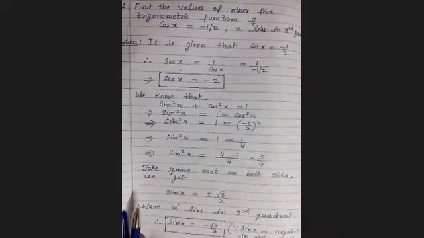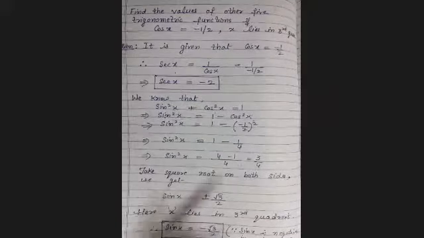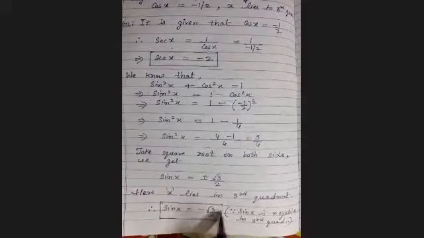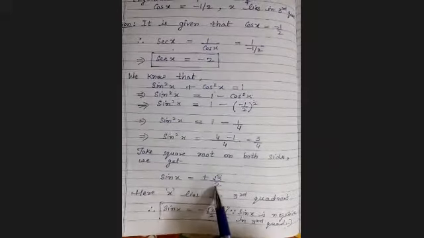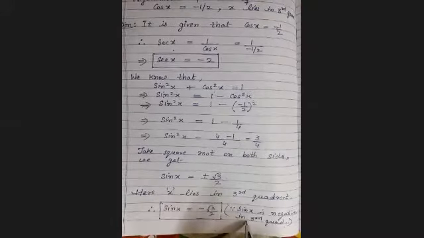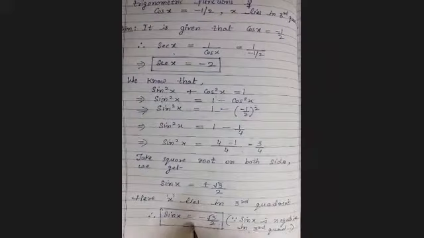We know that x lies in the third quadrant, and in the third quadrant, sine is negative. That's why we have to take sin x equal to minus root 3 by 2, because the plus sign we have to reject because of the quadrant. In the third quadrant, sin x is negative. That's why we have taken sin x as minus root 3 by 2.